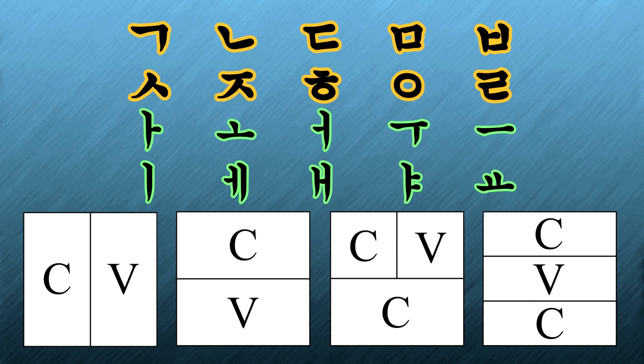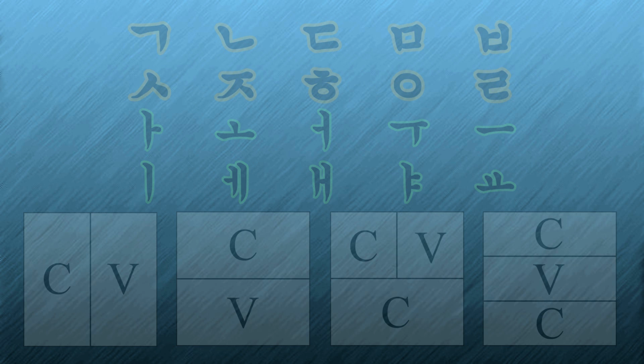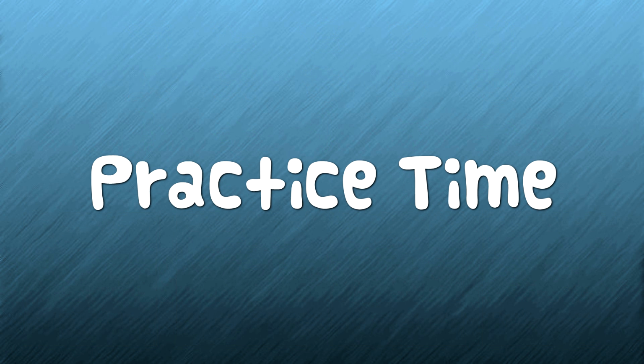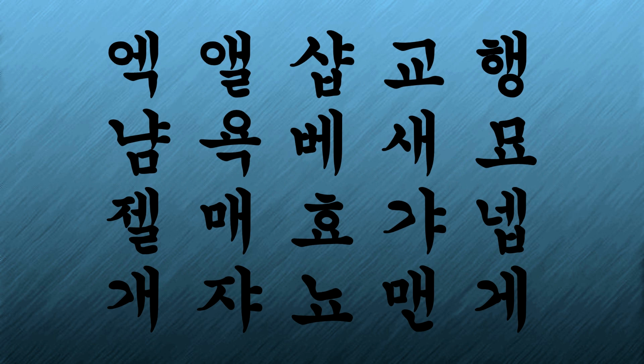So by now we've covered a total of 10 consonants and 10 vowels. We've also learned 4 syllable blocks. So let's put everything together that we've learned and do some practice. Try reading these syllables on your own. You can pause the video here.